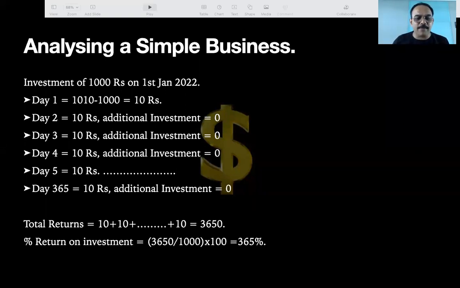Now let's calculate the percentage. So simple formula of 8th standard: 3650 divided by 1000 rupees into 100 is equal to 365 percentage return on his investment of 1000 rupees. Everyone okay?